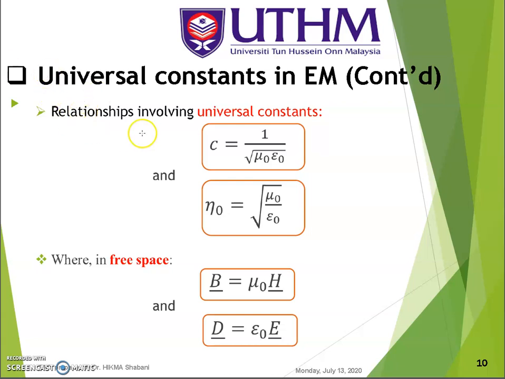So, relationships involving universal constants. These are the relationships. We have c as the velocity of waves in free space given by 1 over the square root of mu naught times epsilon naught, and so on. In free space, we have B, which is the magnetic flux density, and D, which is the electric flux density, given by the terms on the right side.